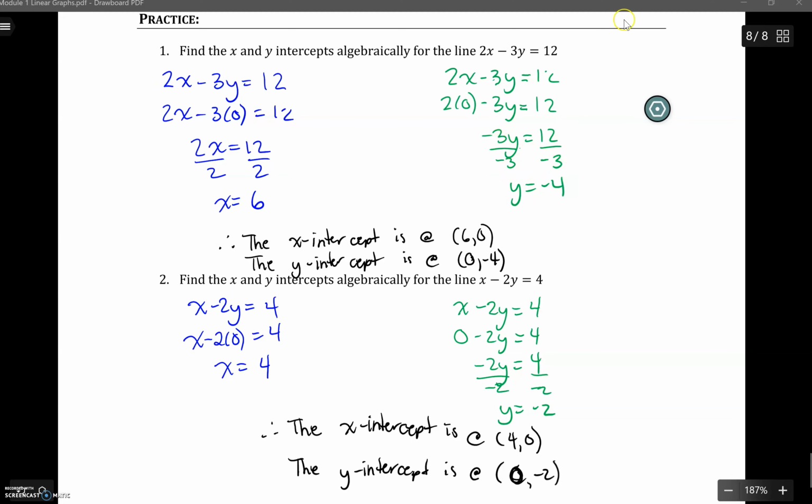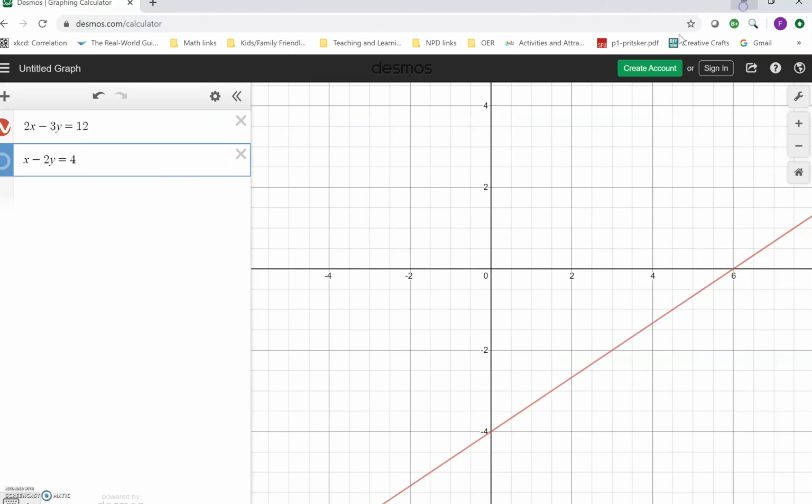If we go to a graphing software like Desmos that we mentioned before, we can easily enter in our equation and check the results. So 2x minus 3y is equal to 12. We can enter it in exactly like that, and we can identify the y-intercept and the x-intercept.